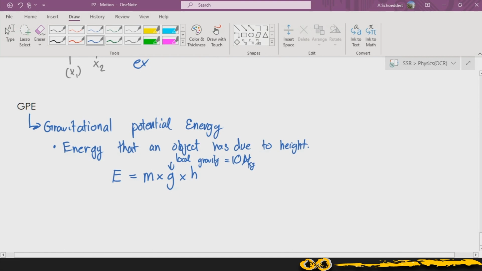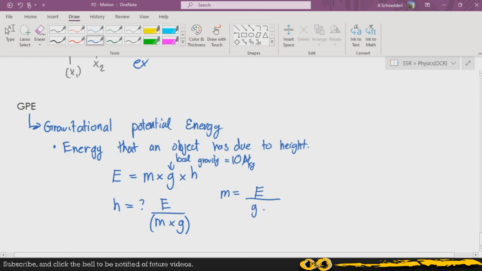You might be asked to isolate this equation for the height, in which case you would divide the energy by mass times the local gravitational constant, remembering to put those into brackets on your calculator so that both mass and gravity get applied the way that you want. You could also potentially be asked to calculate the mass of the object given the energy that it has and its height, and in that case you would be dividing the energy by the local gravitational constant and the height.